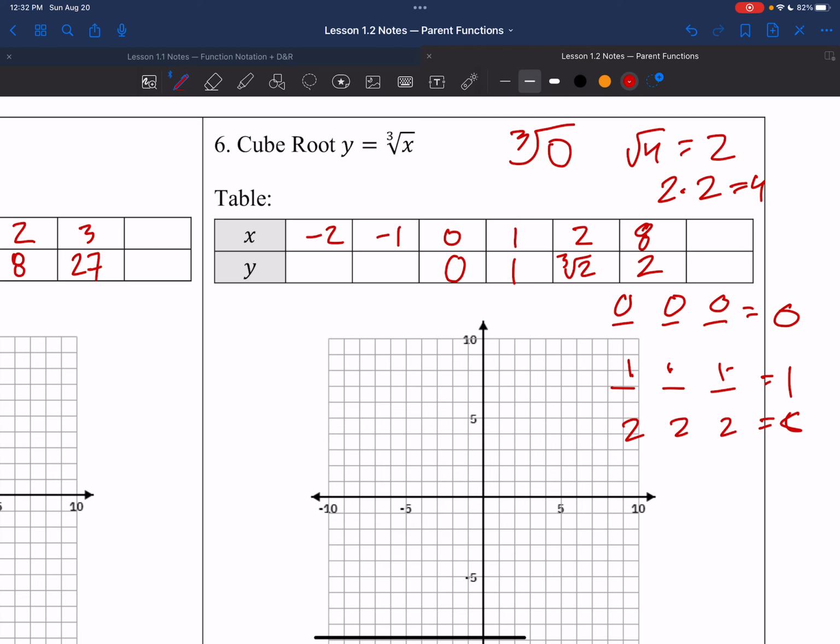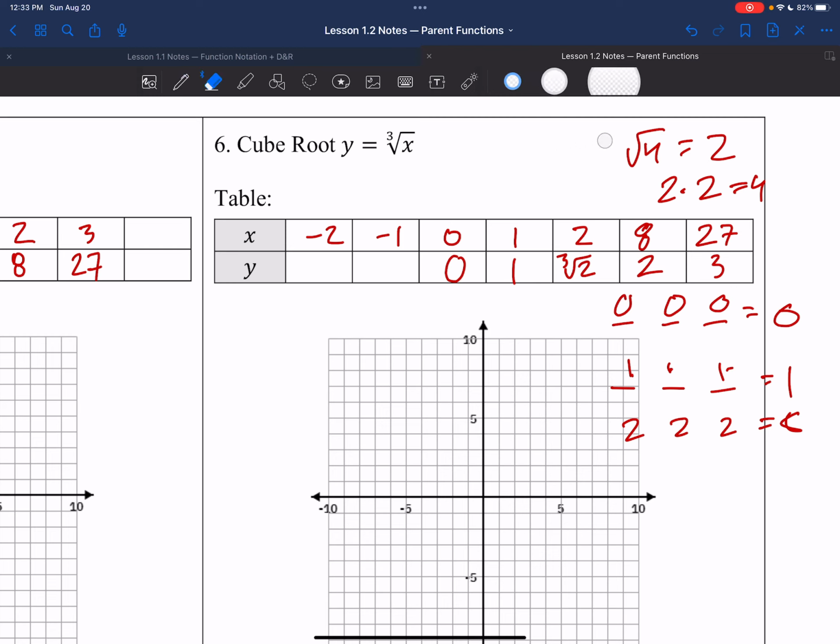And don't you notice that that's just the flip of this, right? It's just reversed. I'm just reversing everything. So 8 goes with 2. And you might see that 27 goes with 3. Okay, cube root of 27 is 3.